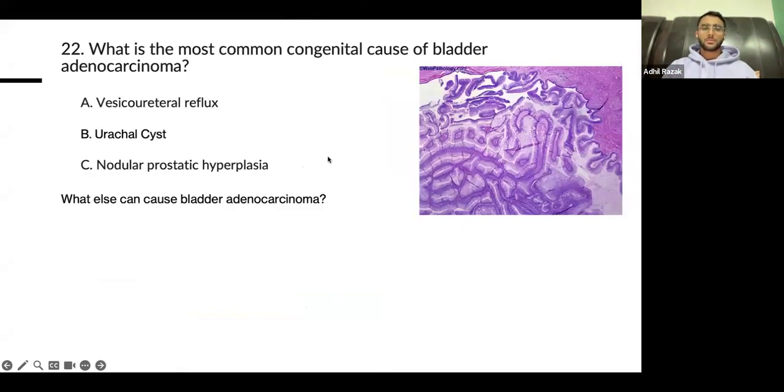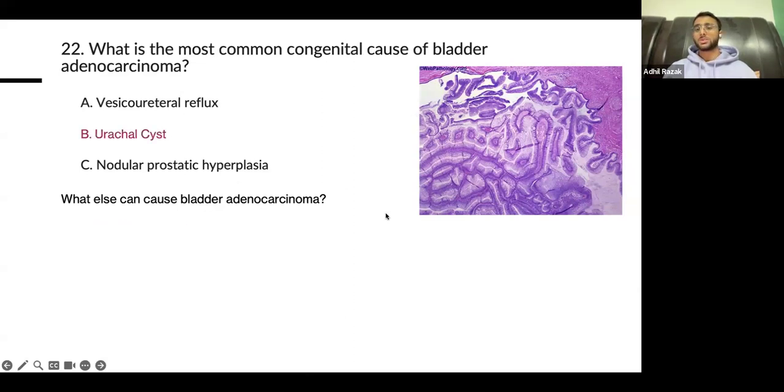All right. There are a few rapid fire questions, as you saw with a few of the earlier questions. So this one's rapid fire too. What is the most common congenital cause for bladder adenocarcinoma? And do we have answers? Yes. The answer is B.